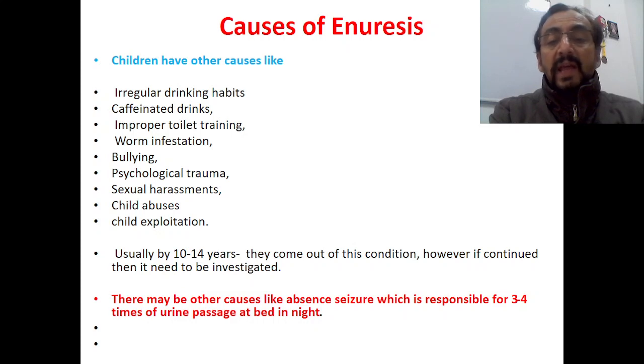There may be other causes like absence seizure, which is responsible for 3 to 4 times of urine passage in bed at night. Suppose a baby is suffering from an absence seizure. It is one of the convulsive disorders. Even in the absence seizure, the baby passes urine involuntarily. Now, a parent who doesn't know about this factor simply considers it as Shayya mutra or bedwetting. But actually, the child is suffering from some primary problem in the brain because of which there is a seizure, and every night the seizure is coming, and as a part of the seizure, the child is passing urine, and parents mistake it as a simple Shayya mutra, and if the physician does not inquire, he also misses the same.